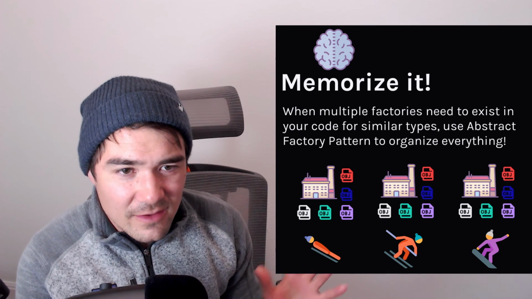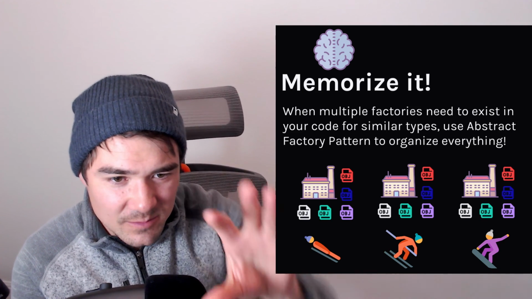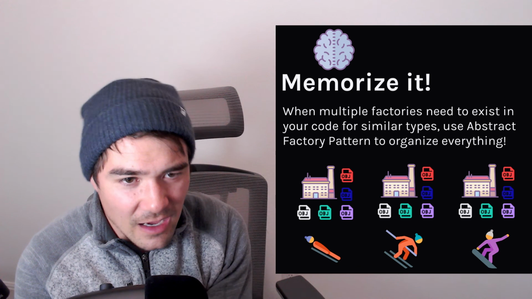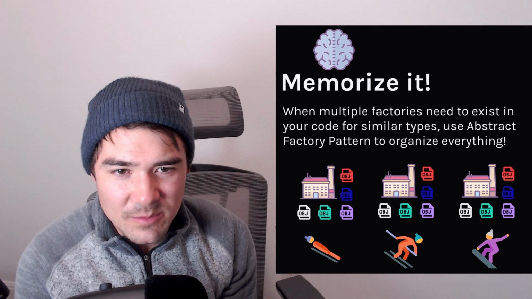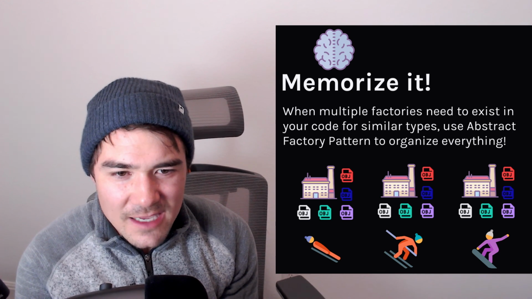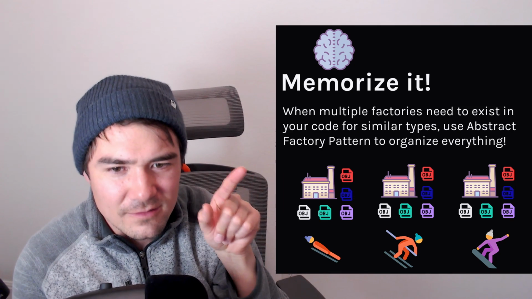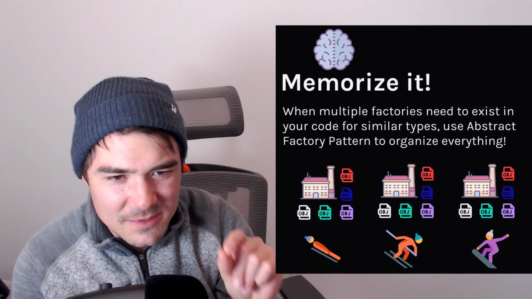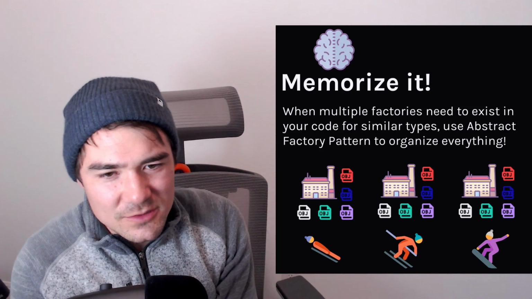So if you have a number of similar types that are similar enough to be connected through an abstract hierarchy, then you should organize it with the abstract factory pattern, or at least give it a shot, think about it. So just think of the ski example and think of factories as creating objects. Think of them as literal factories that create objects for you. And if you have a family of factories that are similar, then you should use this pattern.